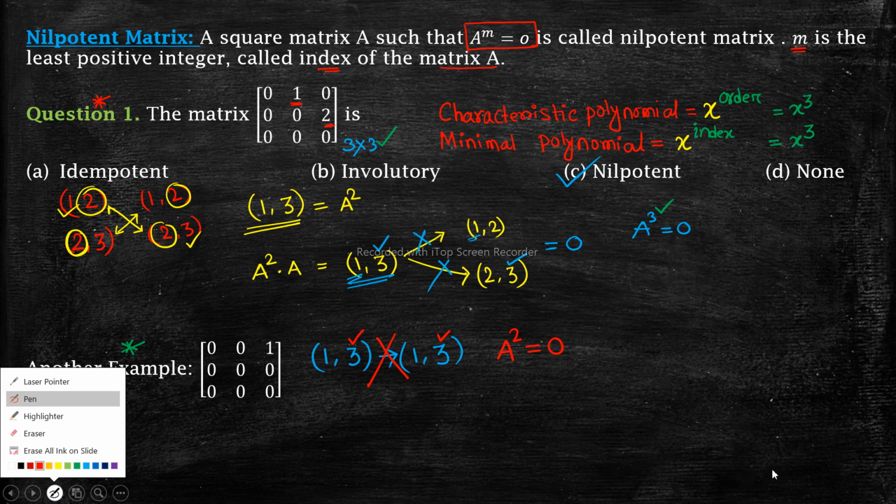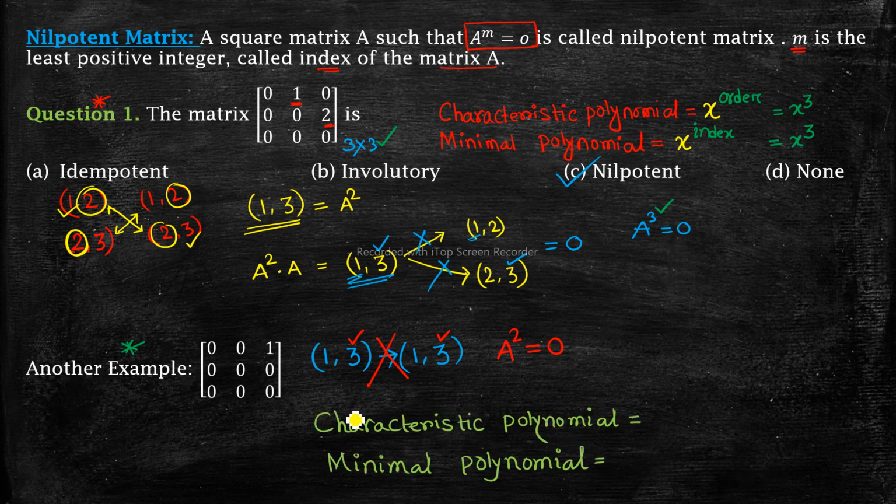What will be the minimal polynomial? What will be the characteristic polynomial and minimal polynomial? I think you can identify the characteristic polynomial: we have to find the order of this matrix. Sir, the order of this matrix is 3 cross 3. Exactly correct. So the answer will be x to the power 3, sir. Correct. What will be the minimal polynomial, sir? Here for the minimal polynomial we have to look for the index. What is the index for this matrix, sir? 2. So for this case our minimal polynomial will be x square. Are you getting my point?